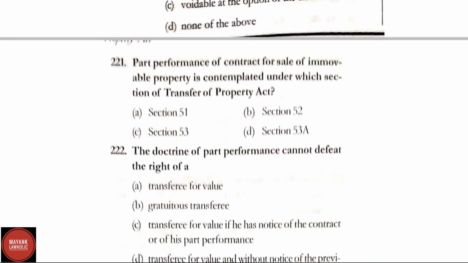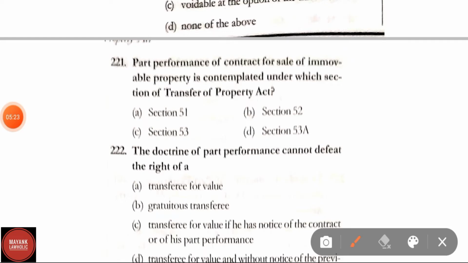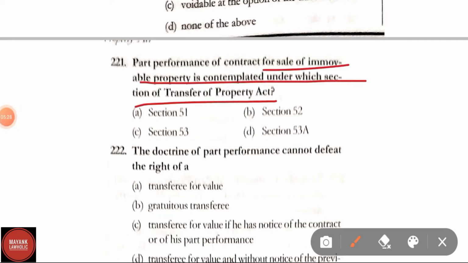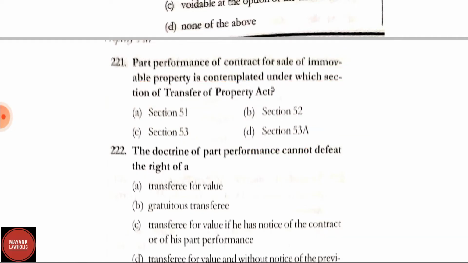Question number 221. Part performance of a contract for sale of immovable property is contemplated under which section of TPA? Options are section 51, section 52, section 53, section 53A. Correct answer is section 53A.